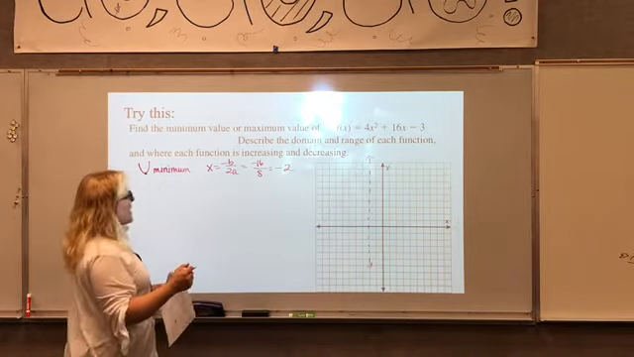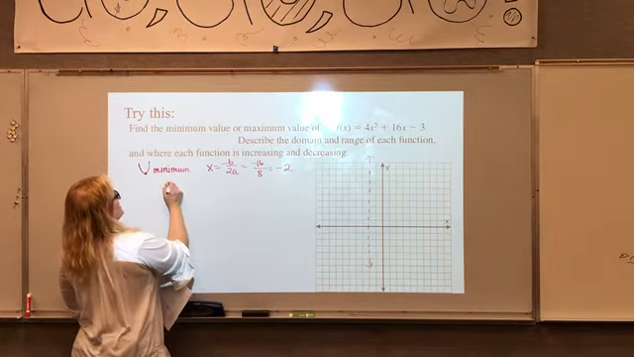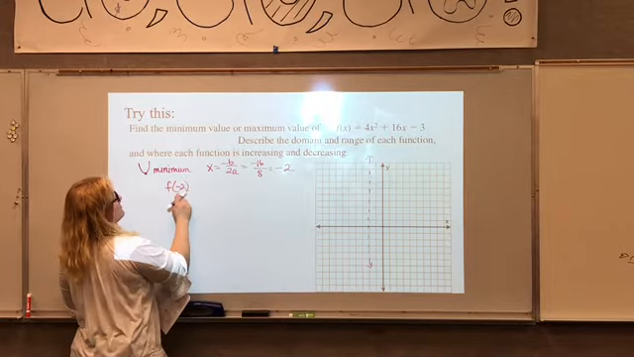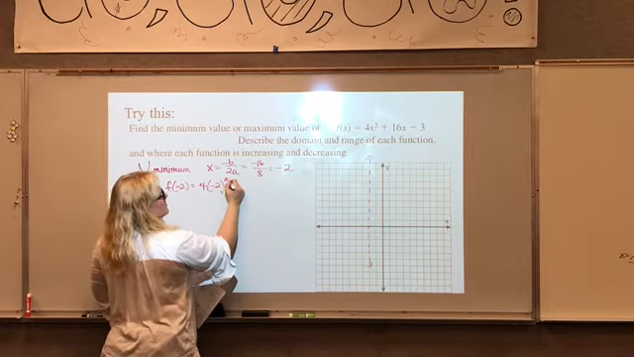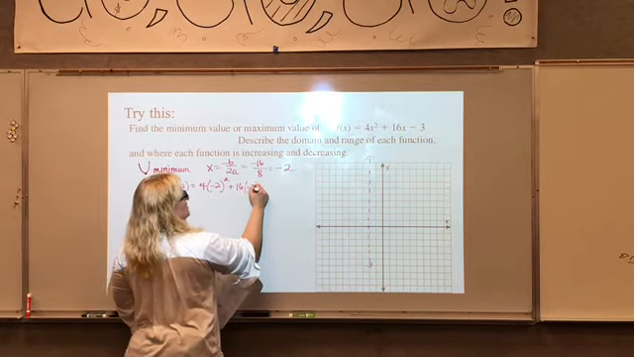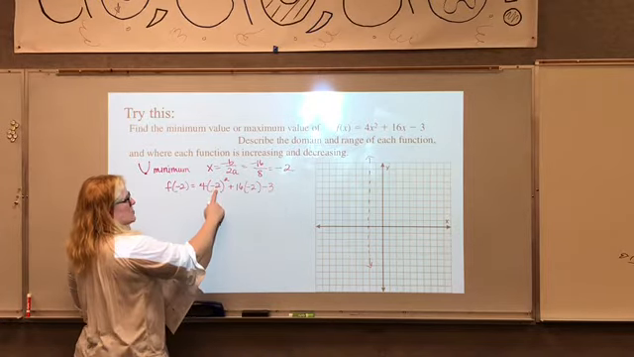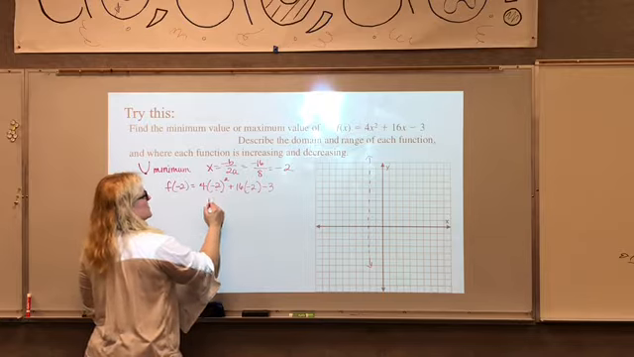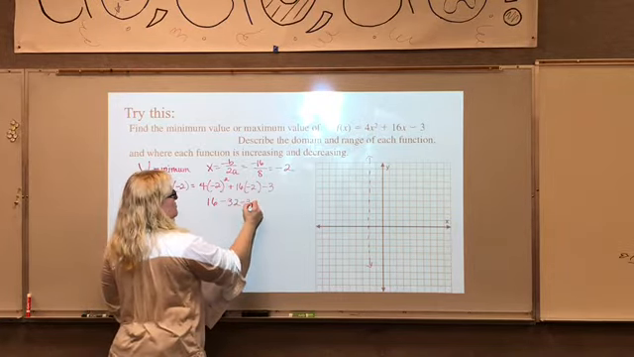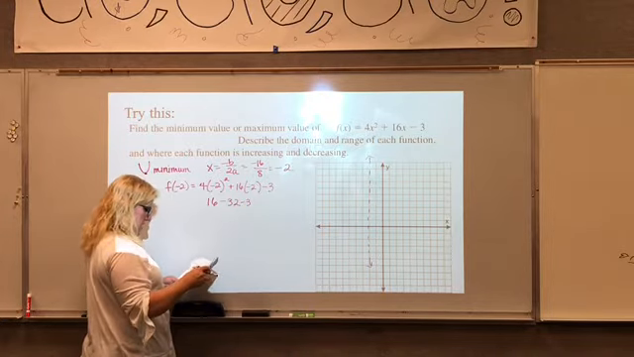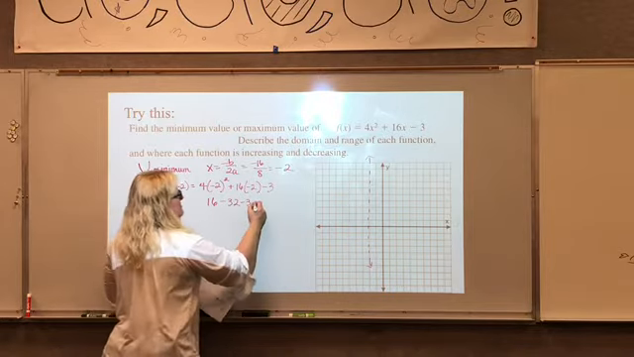Okay, and then I plug that negative 2 into my function. And I guess if I'm writing it perfectly correctly, I would do f of negative 2 equals 4 times negative 2 squared plus 16 times negative 2 minus 3. So this is negative 2 times negative 2 is 4, times 4 is 16, minus 32 minus 3 gives me, and I have this written down, negative 19.